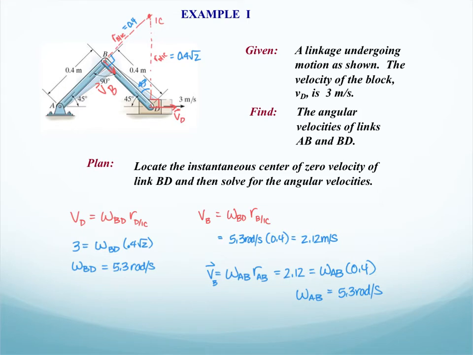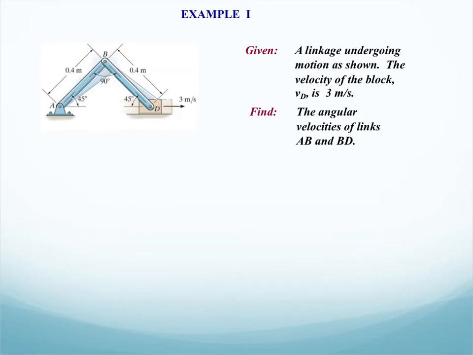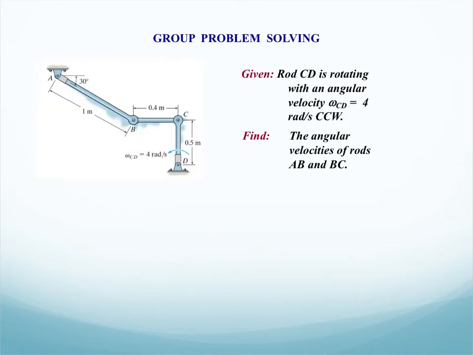I thought I'd do another example that's a little bit more involved. So we have this one right here. We're saying rod CD is rotating with an angular velocity of 4 radians per second. It's counterclockwise. And we're trying to find the angular velocities of rods AB and BC.